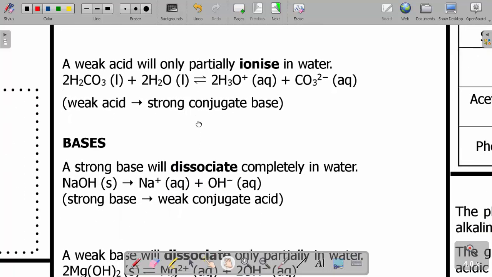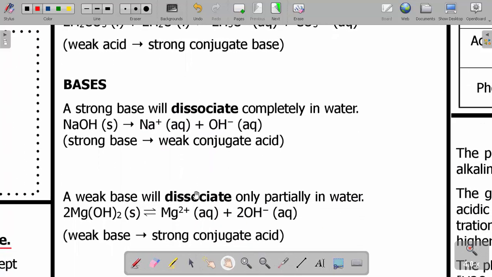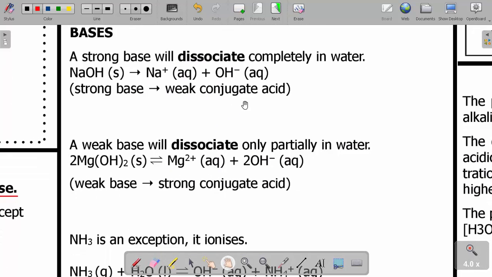Okay, then bases, we have a strong base that will dissociate completely in water. For example, sodium hydroxide is a strong base. It dissociates to form sodium ions plus OH ions. Now if we say dissociate, it's like we split the sodium hydroxide to give us the sodium ion plus OH ions, hydroxide ions here.